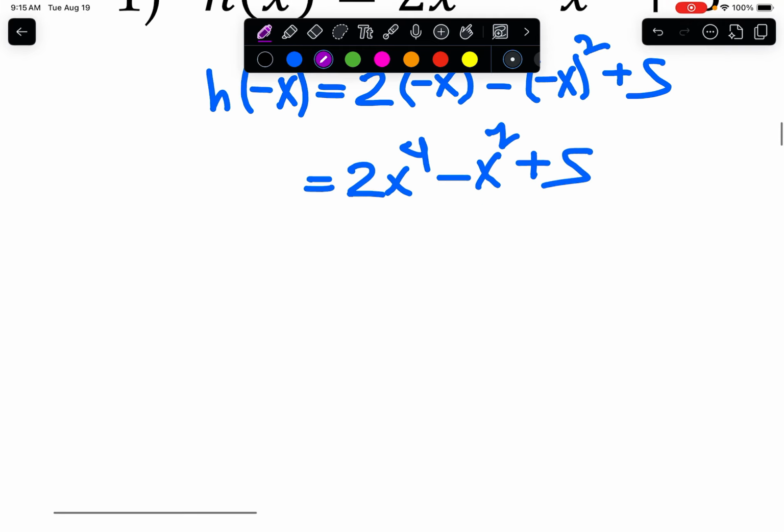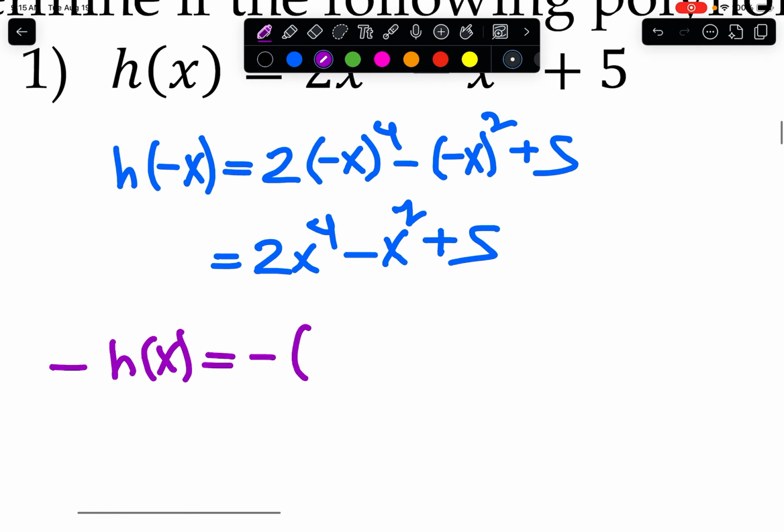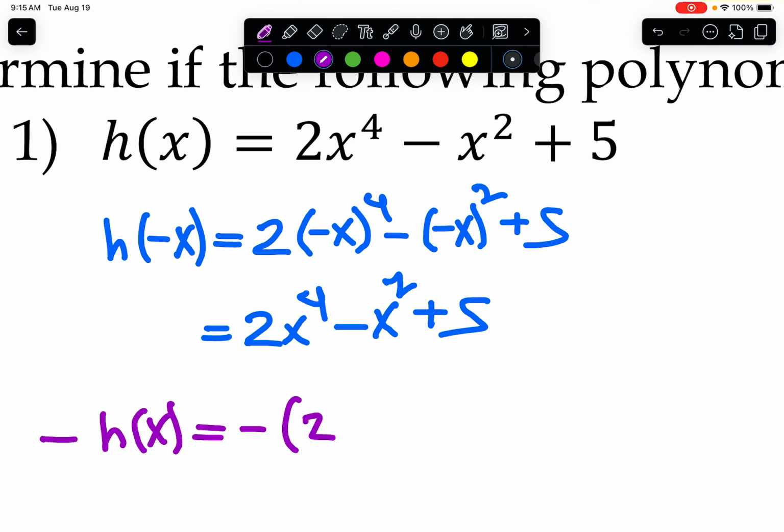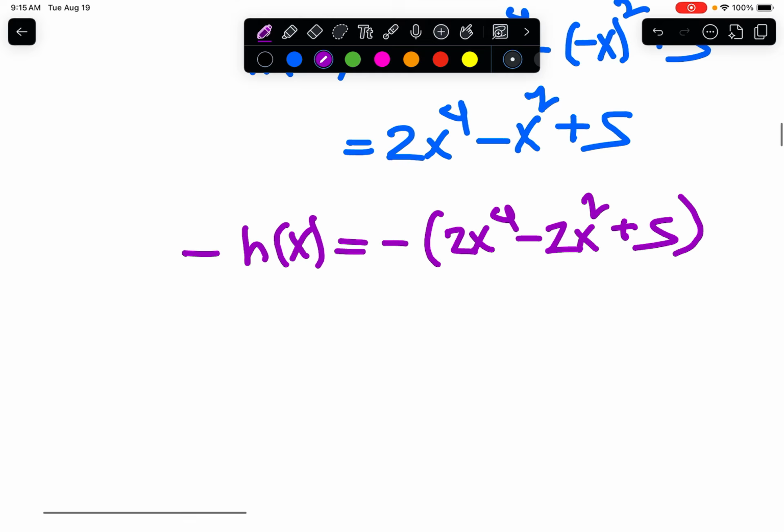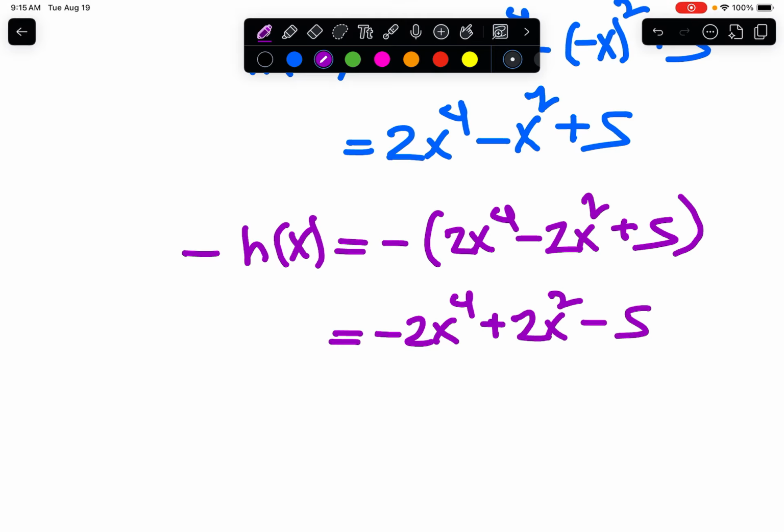So now the next thing I want to test is going to be a negative of h of x. So I'm going to put a negative out in the front, and I'm going to write my original function in parentheses. So 2x to the fourth minus 2x squared plus 5. And then I'm going to distribute this negative. So negative 2x to the fourth plus 2x squared, and then minus 5.